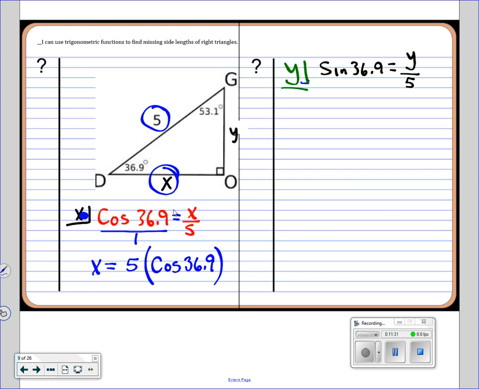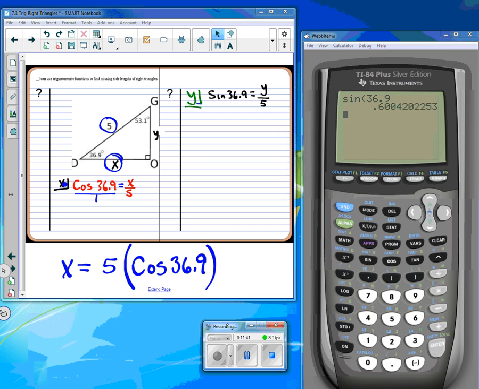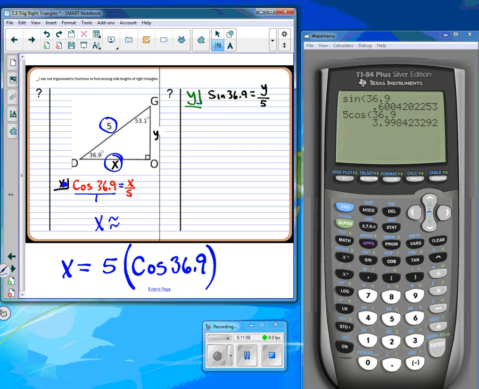and now I'm ready for my calculator. Since my calculator's been on, my mode has not changed, okay? But if you come in the next day, you always want to check that. Make sure you're not spending any time coming up with wrong answers. So now it's just a matter of plugging it in. The cosine of 36.9 times 5, as I have there, hit equals, and I've got myself 3.9984. And if it's all good with you, I'm going to go ahead and turn in x to be approximately equal to 4.